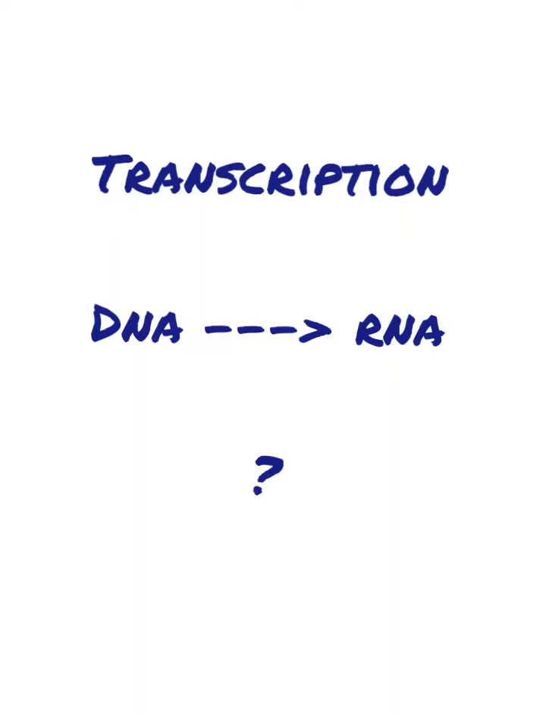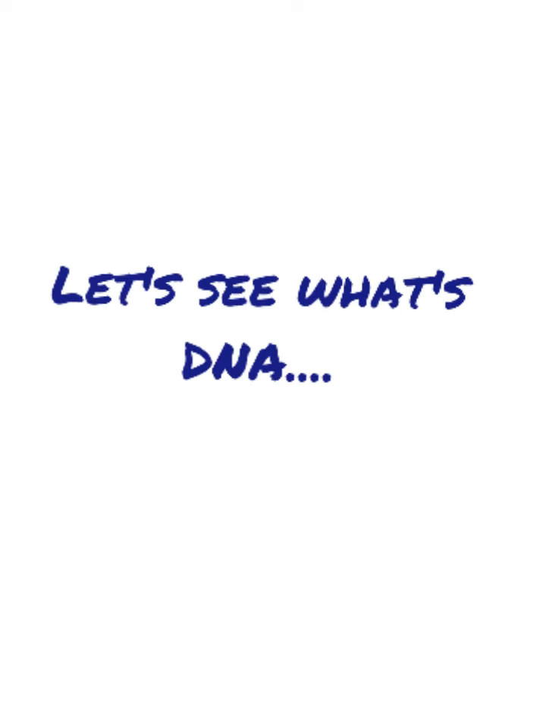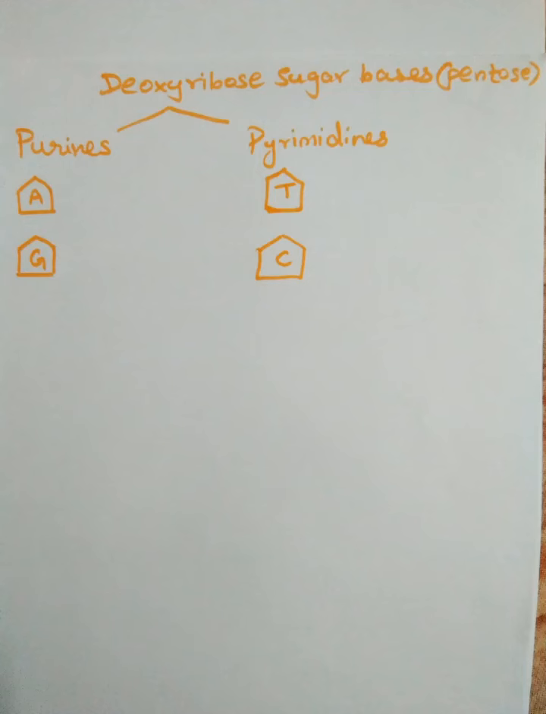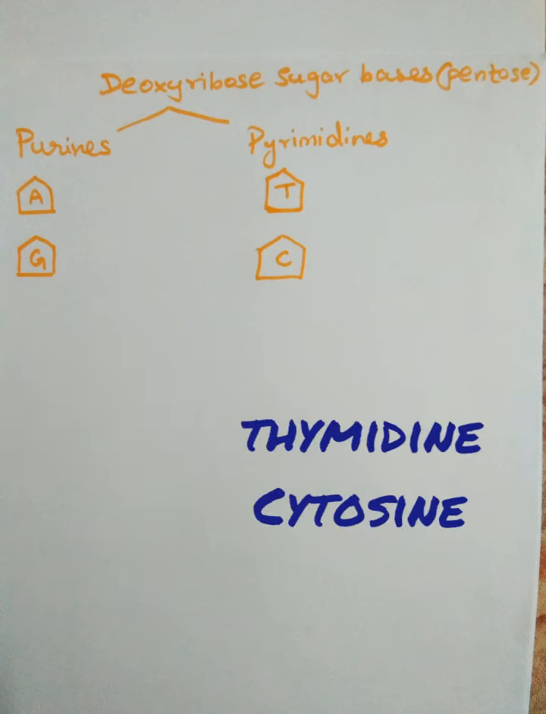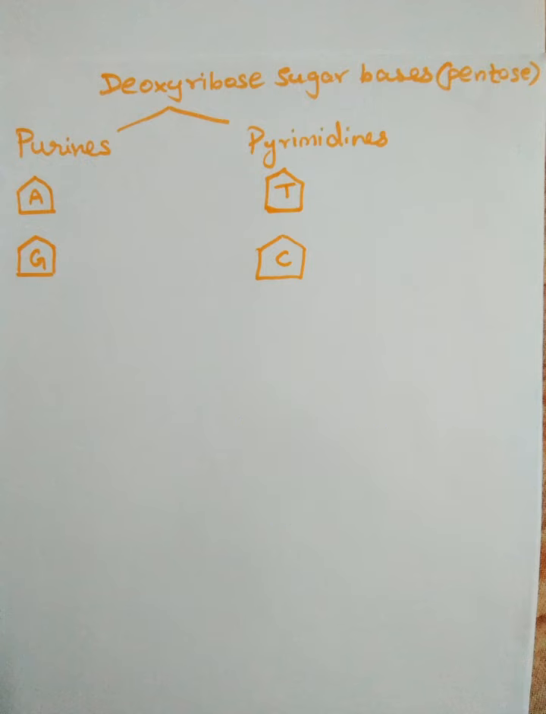What is transcription? The formation of RNA from DNA. To understand that, let's see what DNA is first. The DNA consists of pentose sugar bases. They are deoxyribonucleotides. They may be purines, that is adenine or guanine, and pyrimidines, thymine or cytosine.